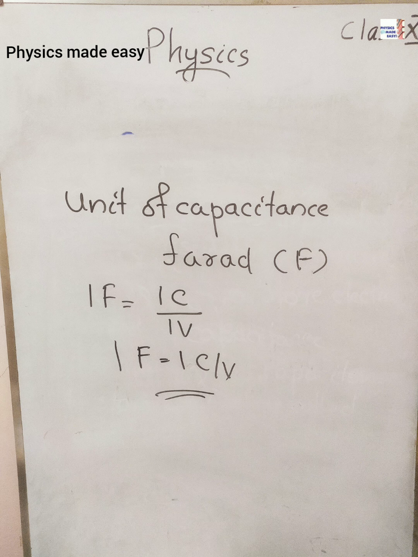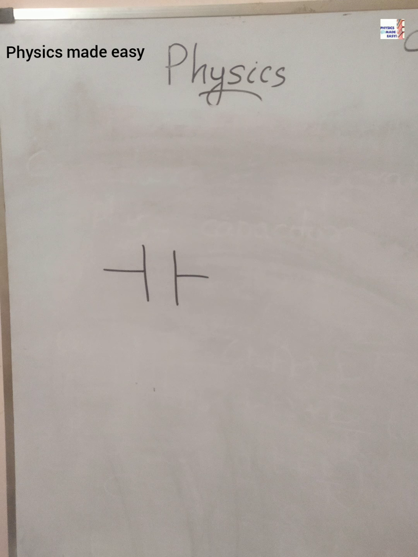Then the unit of capacitance is the farad, capital letter F. From the equation C is equal to Q by V, we can define 1 farad. From that equation we can write 1 farad is equal to charge in coulomb per potential in volt, so 1 coulomb per 1 volt. So farad is equal to coulomb per volt. This is the symbol of a capacitor.